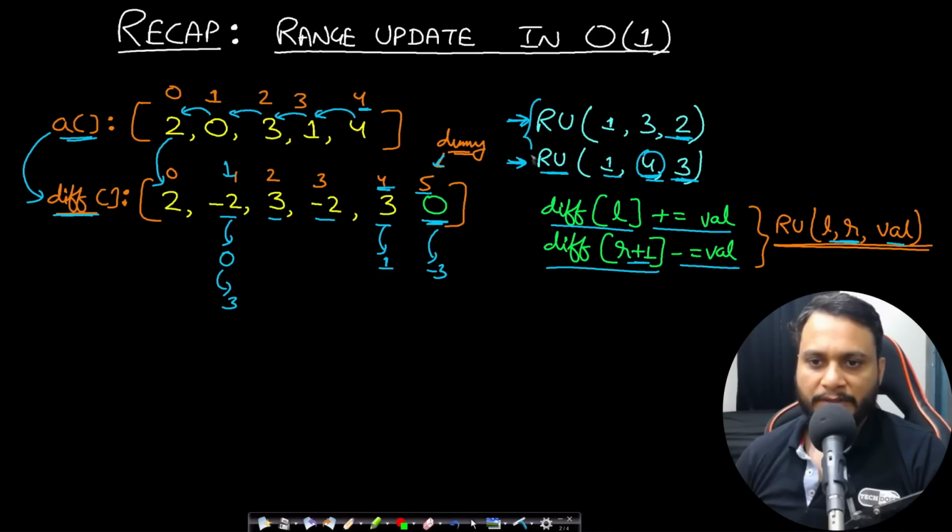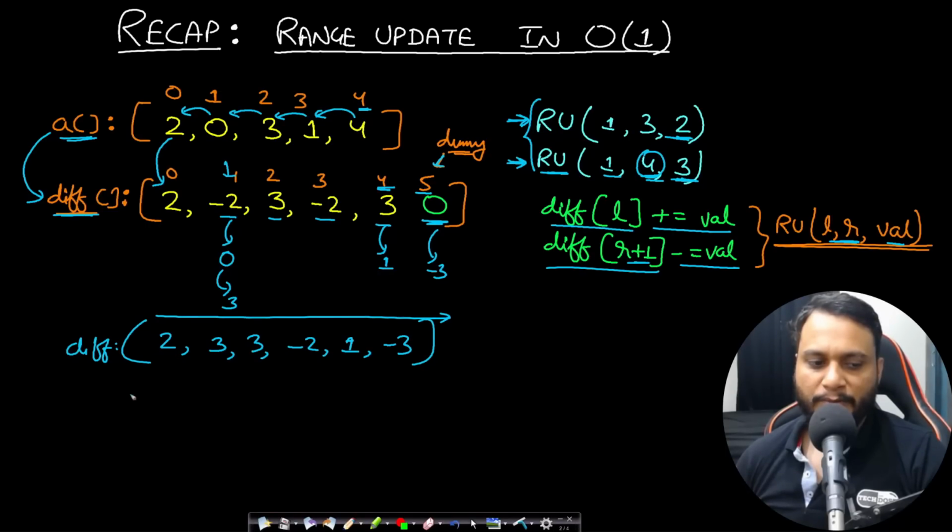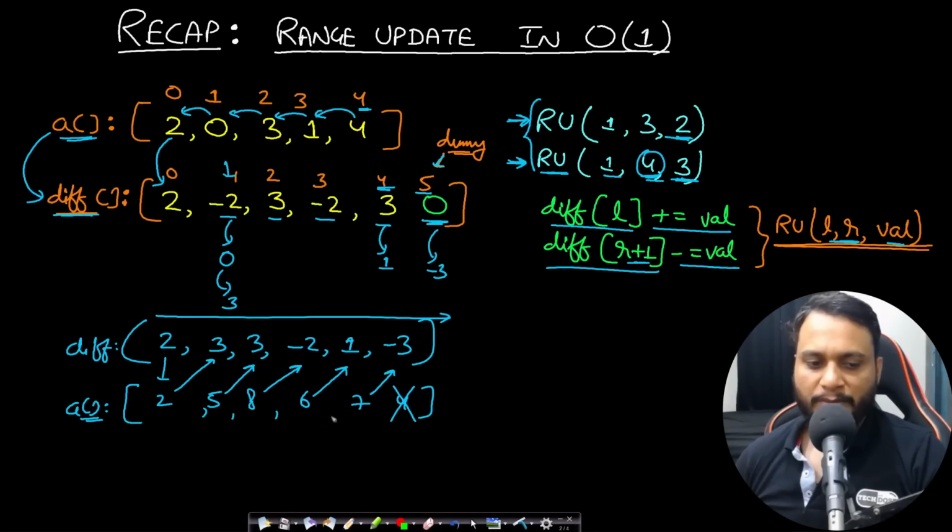Now after doing these two updates, the value of the difference array is 2, 3, 3, minus 2, 1, minus 3, right? Now if you have to get the actual array, then you just find the cumulative sum, and at any point of time it will give you the actual array after the range update. So you mention this 2 as it is, add 2 to 3 you will get 5, add 5 to 3 you will get 8, add 8 to minus 2 you will get 6, 6 to 1 you will get 7, and 7 to minus 3 you will get 4. But this is a dummy value, you can just ignore it, and your answer will be 2, 5, 8, 6, 7.